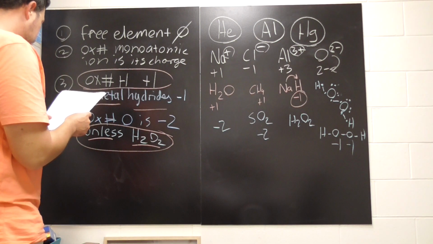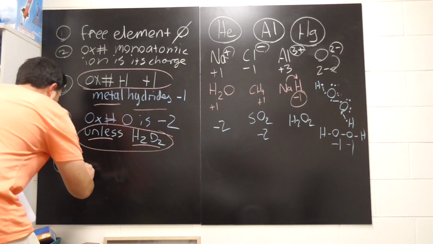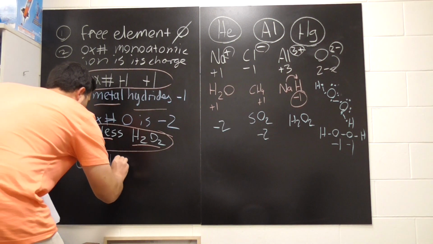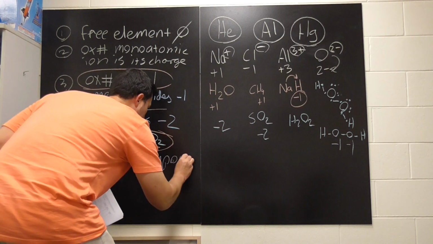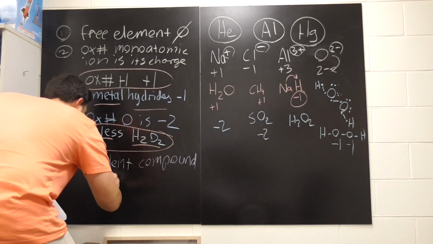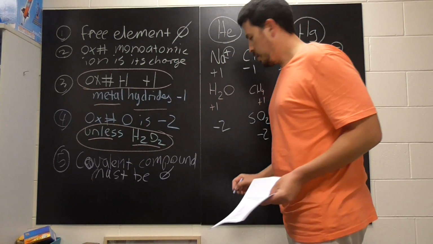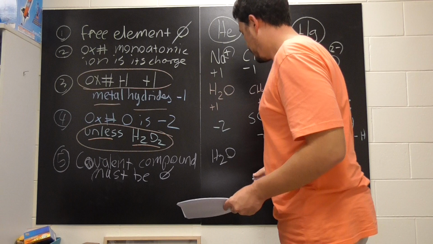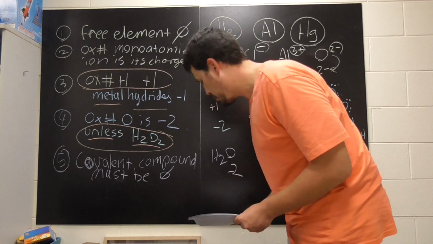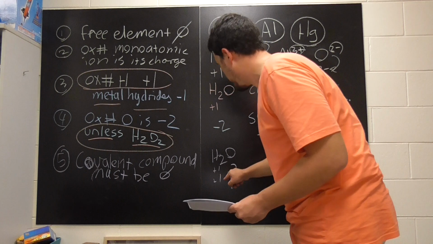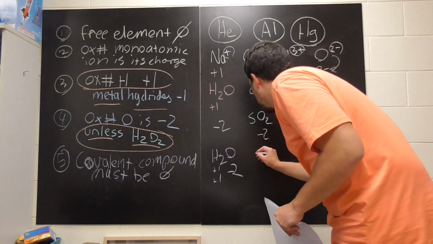Okay, rule 5: the total oxidation numbers in a covalent compound must be 0. Alright, let's pull out a covalent compound. Water, H2O. Oxygen is -2 based on that rule there. Hydrogen is +1 based on that one. And you've got 2 hydrogens here, so you've got +1, +1. 2 +1s balances out a -2. Overall, completely balanced.